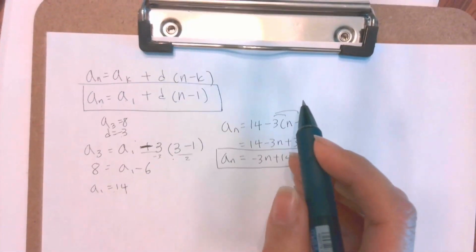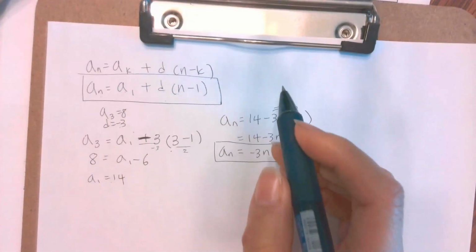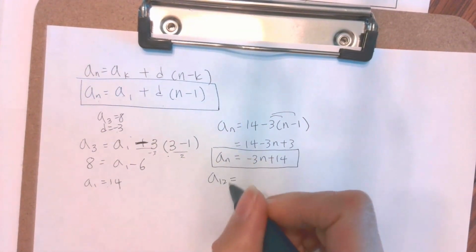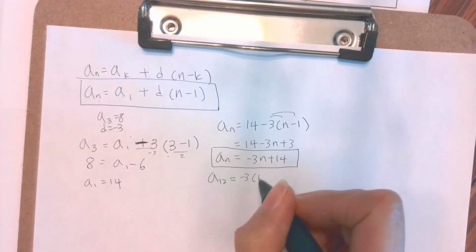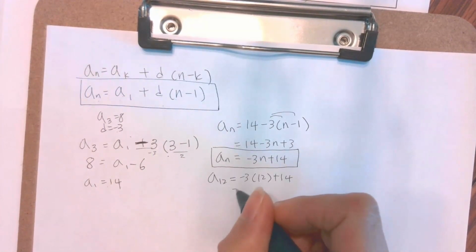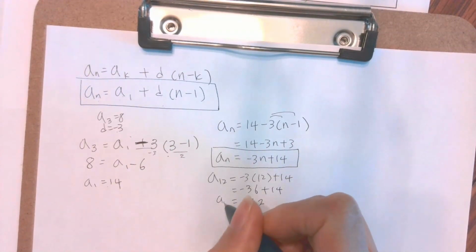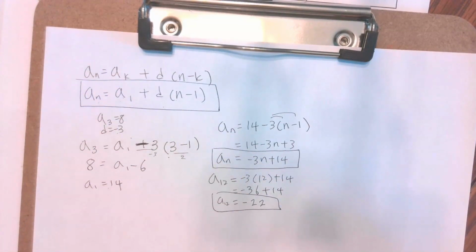Now let's find a sub, what did it say? A sub 12? Yeah, a sub 12. So a sub 12 is going to be equal to, you just take that 12 and then plug it into n. I got -22. Yay, we got it. Does that make sense? All right.